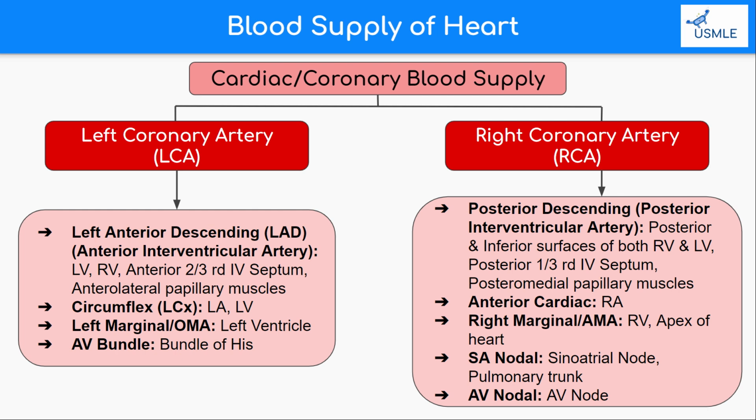The right coronary artery has five important branches, including the posterior descending artery, the anterior cardiac artery, the right marginal artery, and the SA nodal and AV nodal branches. You need to know the areas these branches supply and can visualize this easily by the following diagram.